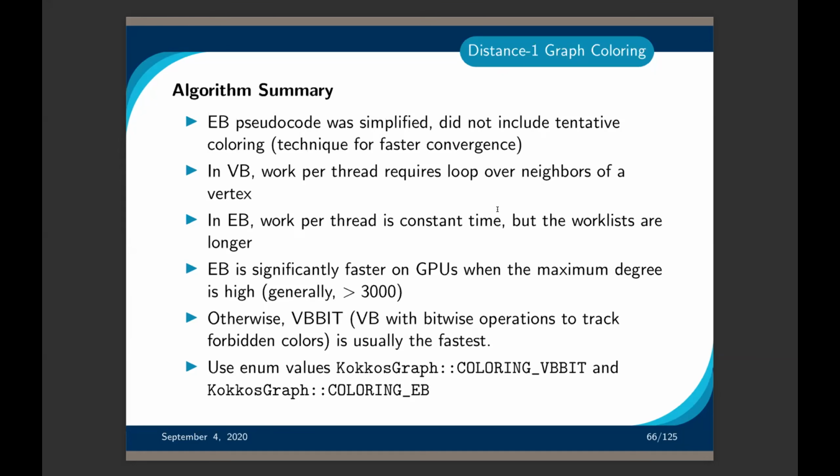But in edge-based coloring, the work per thread is constant time because an edge always has exactly 2 endpoints. But the downside is that the work lists are longer, and so there's more overhead for managing that. So in general, edge-based is faster on GPUs when the maximum degree of any vertex is greater than 3,000 or so. That's a good rule of thumb. Otherwise, VB-bit is the recommended algorithm. That's VB that uses bitwise operations to track which colors are allowed for each vertex.